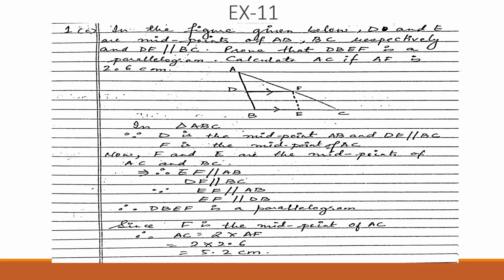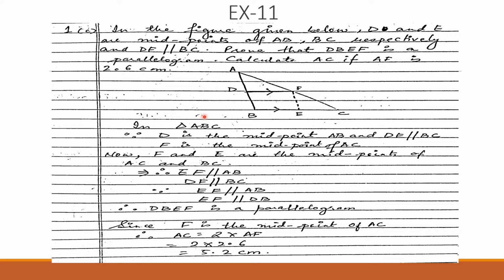The first question of discussion today is question number 1C. In the given figure below, D and E are the midpoints of AB and BC respectively, and DE is parallel to BC. We need to prove that DBEF is a parallelogram. Calculate AC if AF is 2.6 centimeter.